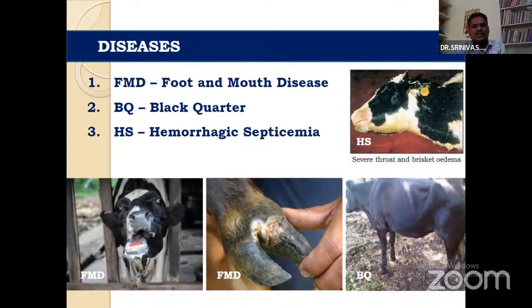Because for farmers as a whole in India, it causes a lot of loss in milk production. In terms of GDP also, it causes a lot of losses. So we are in very speed mode to control this disease, and we are vaccinating, and we are requesting all the farmers to vaccinate against this disease. One more is black quarter.